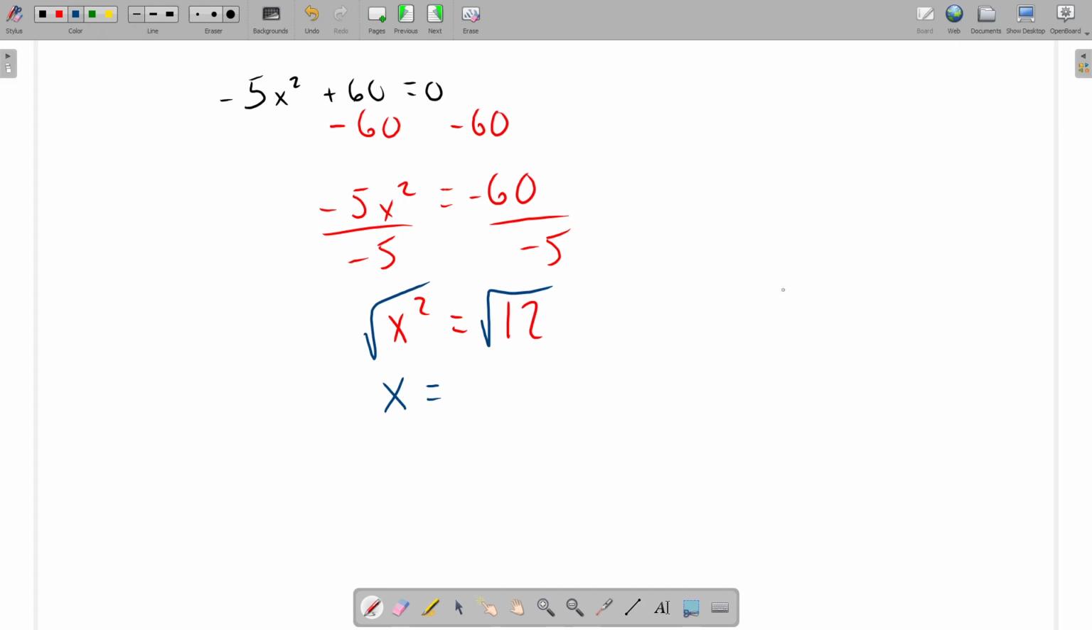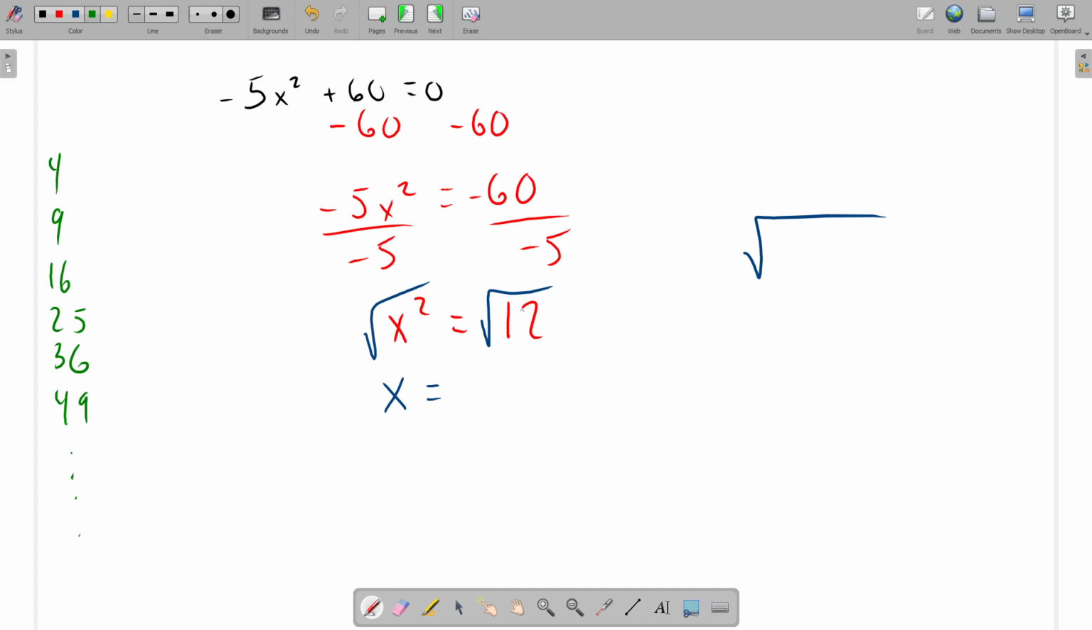I know myself and most teachers will want you to simplify this answer. So the way we're going to simplify it is look at what two things multiply to make 12, and I want one of them to be a perfect square. So remember, our perfect squares are 4, 9, 16, 25, 36, 49, and so on, right? 2 squared, 3 squared, 4 squared, 5 squared, 6 squared, 7 squared, and so on.